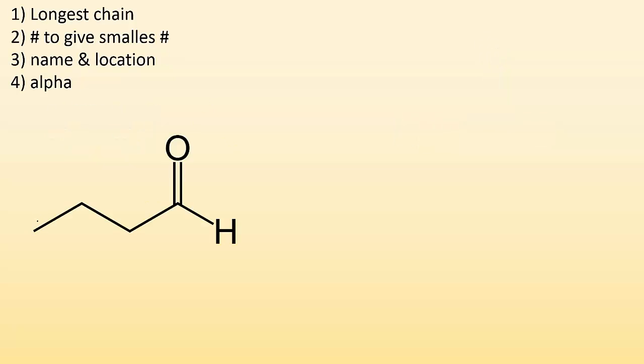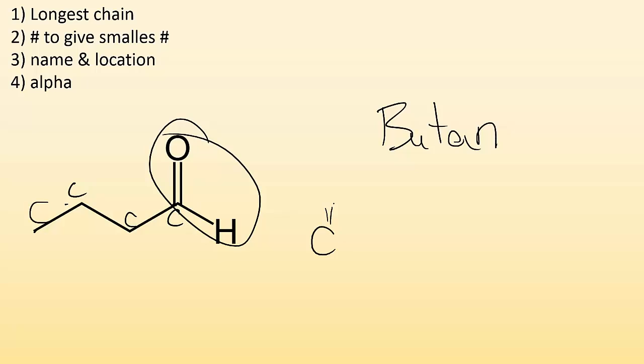All right, so we got find the longest chain, 1, 2, 3, 4. That's a carbon, carbon, carbon. So 4 carbons tells me that it's but. Single bonded tells me an, and this is an aldehyde right here, because I got the C double bond O on a carbon that has an H, tells me that it's going to be butanal. All right, do I need a number on this? No, because all aldehydes have the double bond O on a terminal carbon, so you don't have to specify. We know it's on that end.